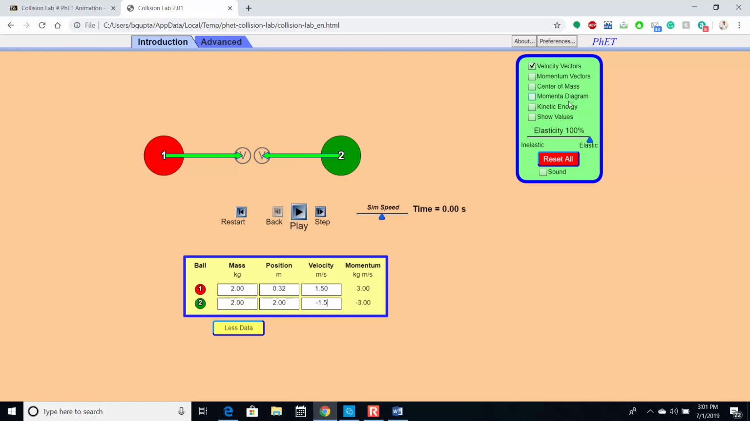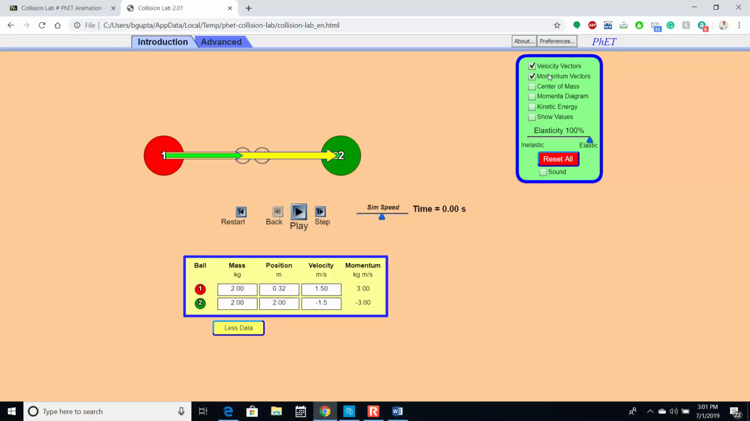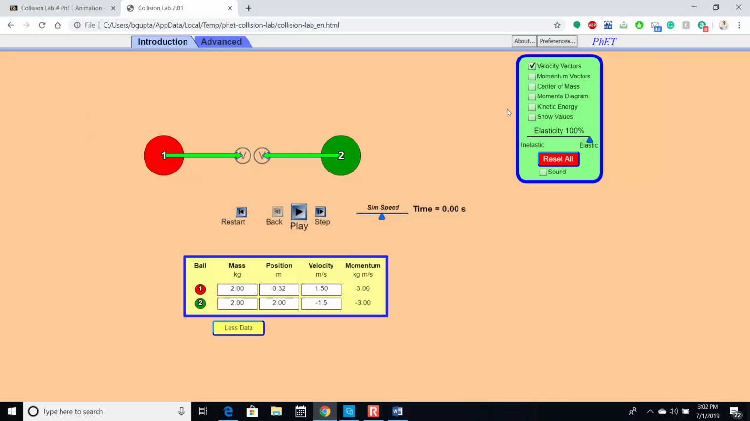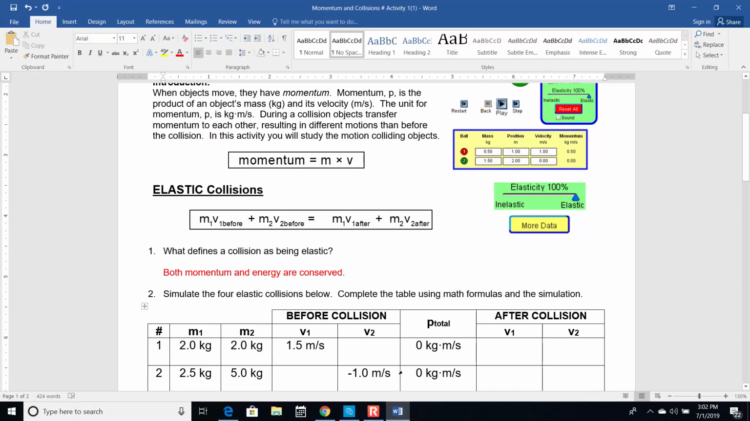All right. And what you have to find out is v1 and v2. The velocity vectors are already given. If you prefer the sound, and this is 100% elastic because this one is set for the elastic collision. All right, now let's start the simulation. I'm going to pause this one. Okay, so what you see now, the velocity of this one is now reversed. This one is now moving at negative 1.5, and this one is moving at positive 1.5. So the velocity is flipped. The magnitude is the same, but the sign is now opposite.